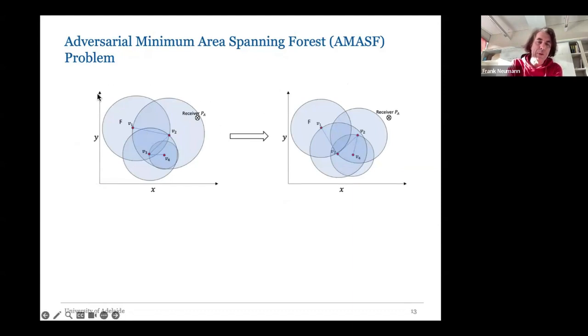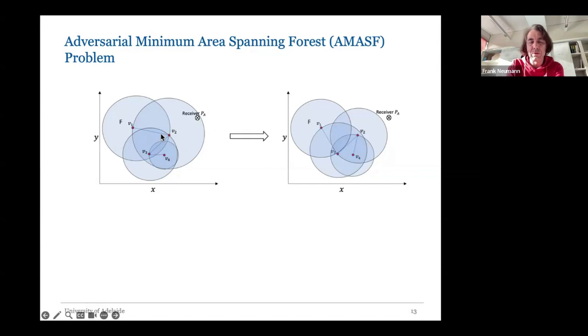So this problem, how it is defined is, we have nodes here that should communicate with each other. We establish the network by computing a spanning tree like this on the nodes. And then each node has a communication radius that is equal to the longest edge adjacent to that node, and we draw a circle around that node. And the area is then just essentially the area that you see here that is covered by these circles.